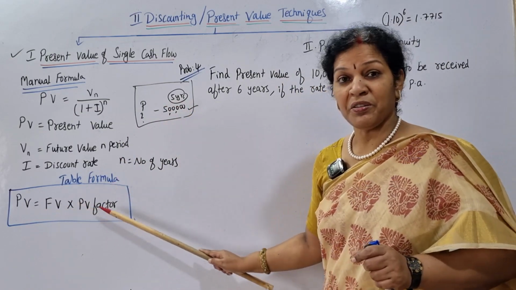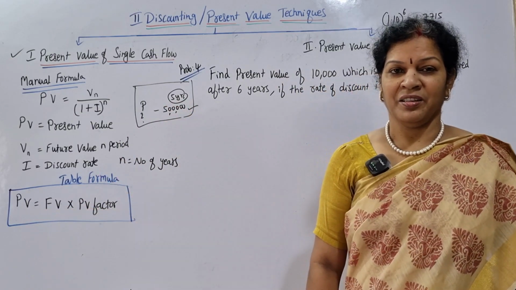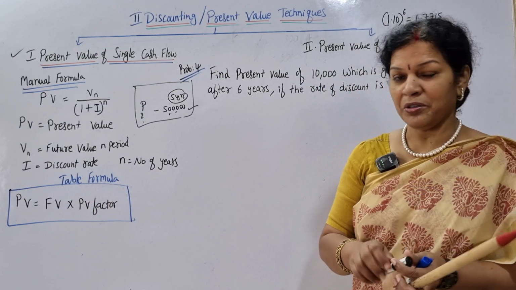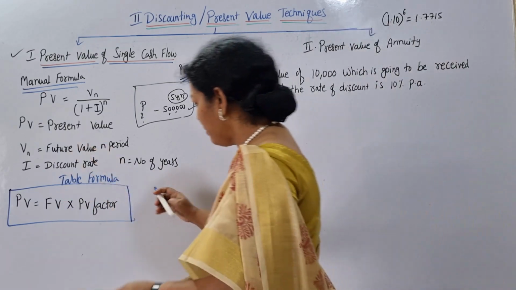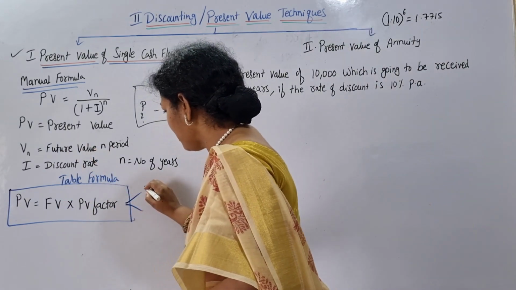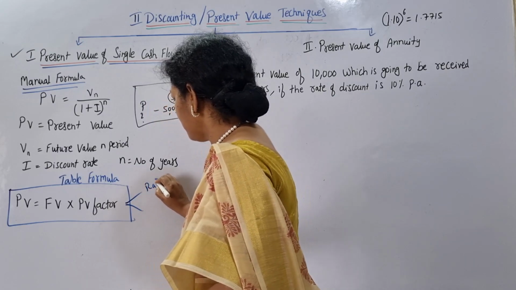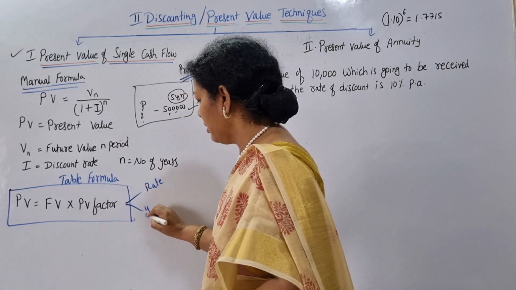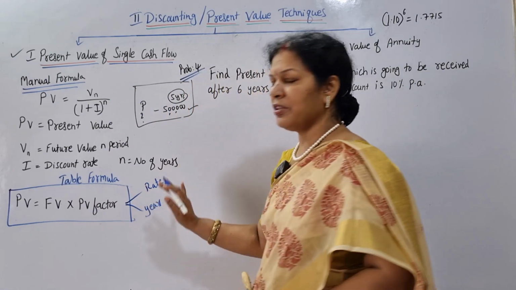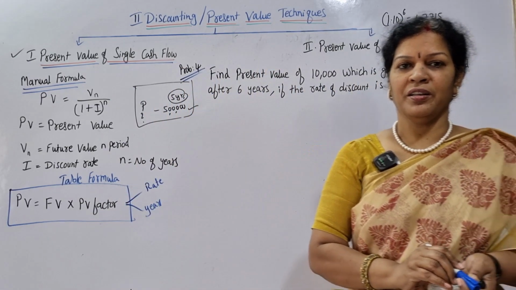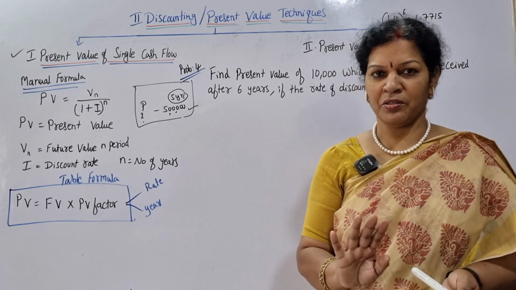Future value into present value factor. Present value factor, how do you see? What do you need here? Simple, the rate of interest or discount rate, and also the years. If you know these two, you can find it through the table. This you also know.